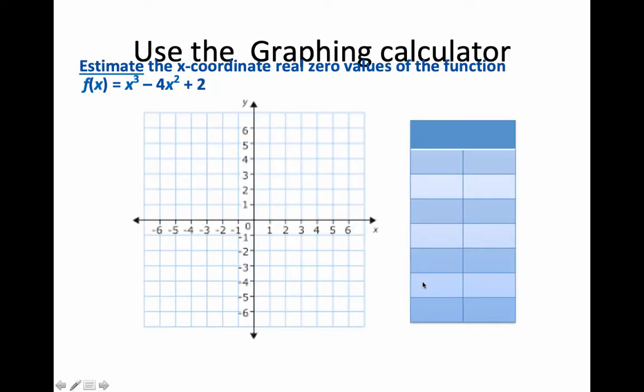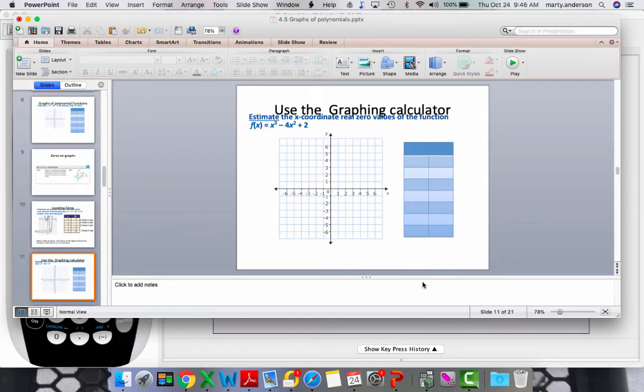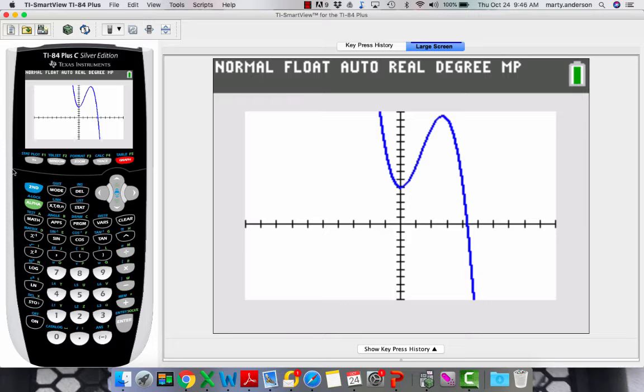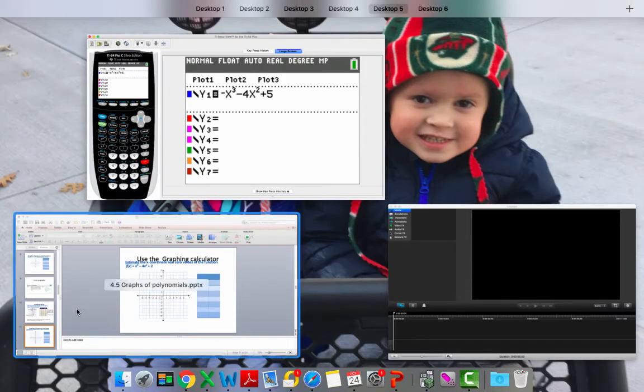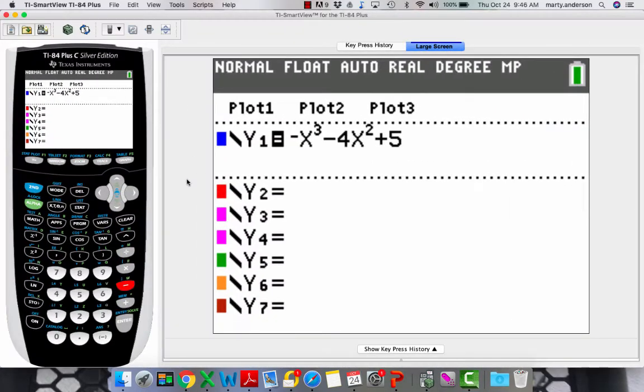Okay, let's plug that into our calculator and see if we can estimate the real zeros of the function. So grab your calculator. What was that? x cubed minus 4x squared plus 2. So I'm going to go back to y equals, and I'm going to enter x cubed, and it's minus 4x squared. And then it was, what was it? Short-term memory, plus 2.